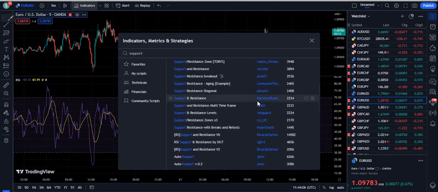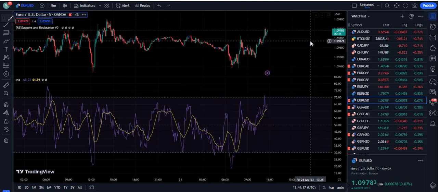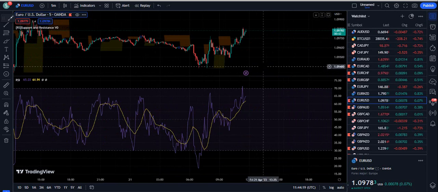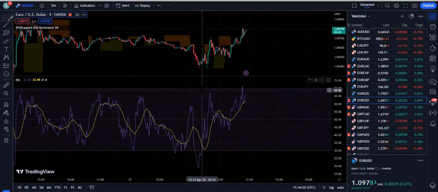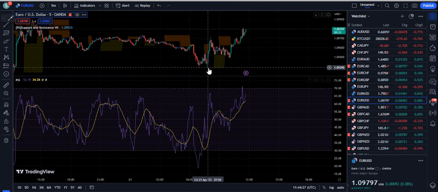Okay, so that was, I think, by Ricardo. Okay, this one. So guys, this is the best indicator that I personally like for support and resistance, V0 Ricardo. So you can use this indicator in combination with the RSI. Okay, so do not just trigger signals based on this alone. Okay, the second thing is that you can take help from the trend lines.